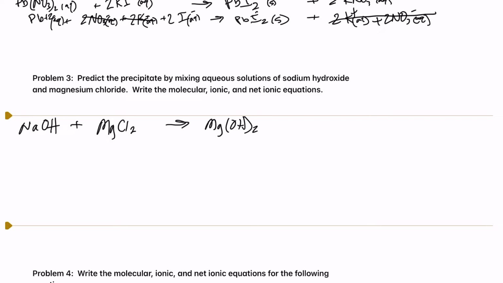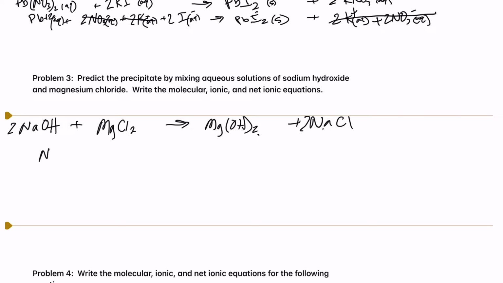So we have a double displacement here. Magnesium, again group 2, so I need 2 hydroxides. And we make sodium chloride. Balance our equation. And so we have our molecular equation here.